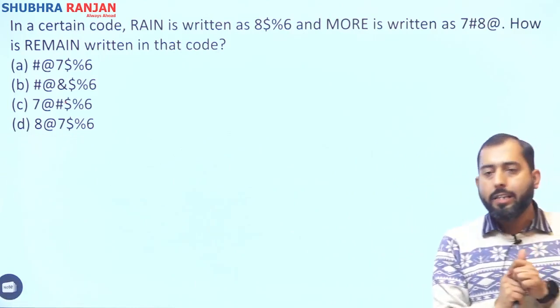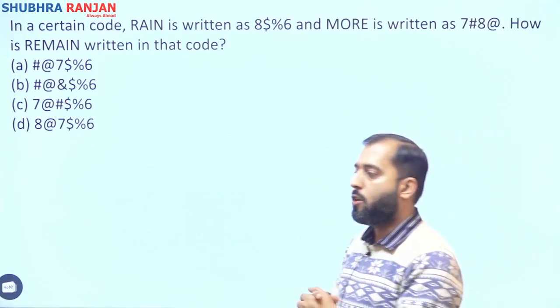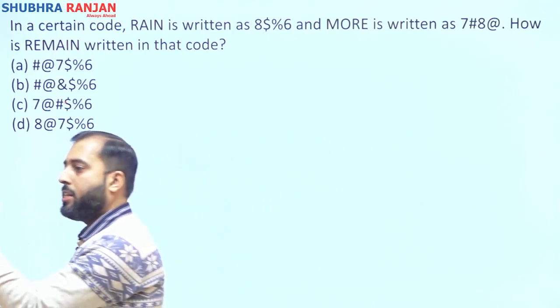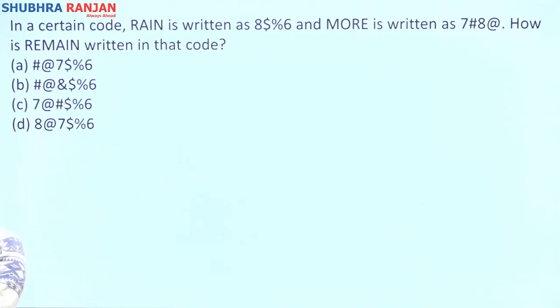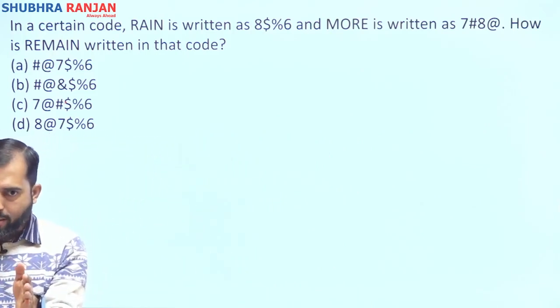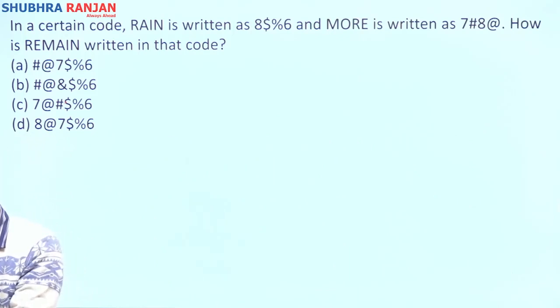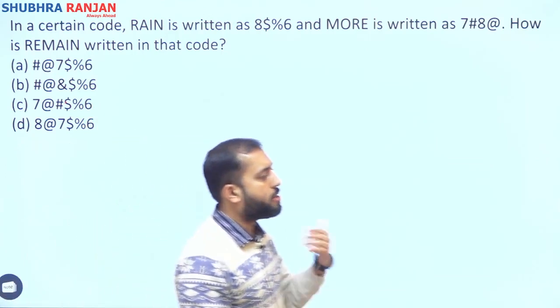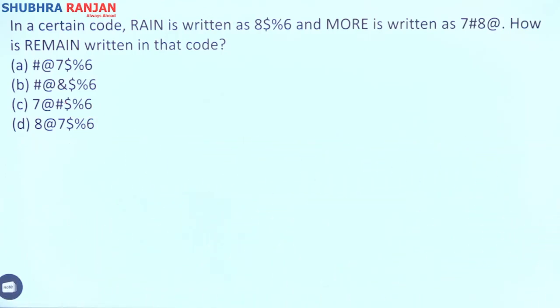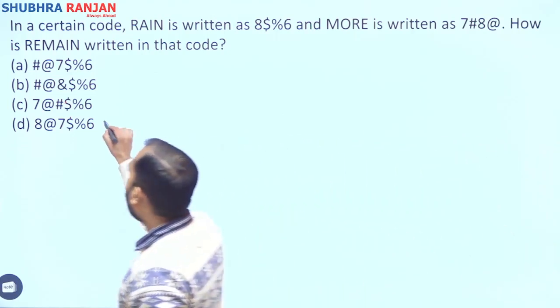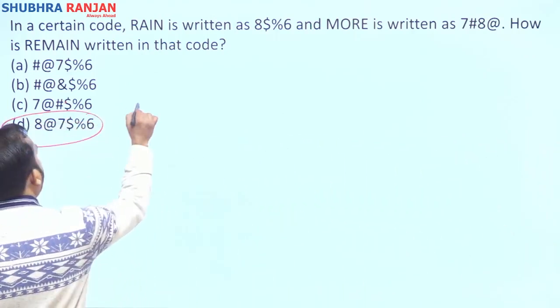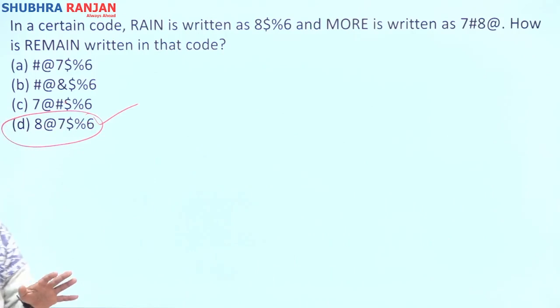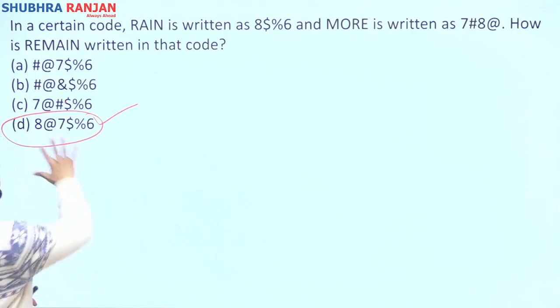So, in direct replacement, it is not that letters will be interchanged or replaced with letters only. They can be replaced with numbers, they can be replaced with symbols, right? So I think everyone has got it. Let me see what is the answer that I have got. Option D. Yeah, it is option D. Okay, can we move forward now?